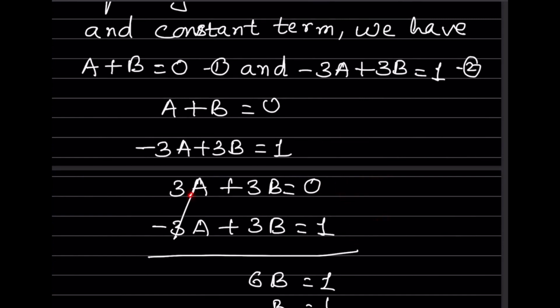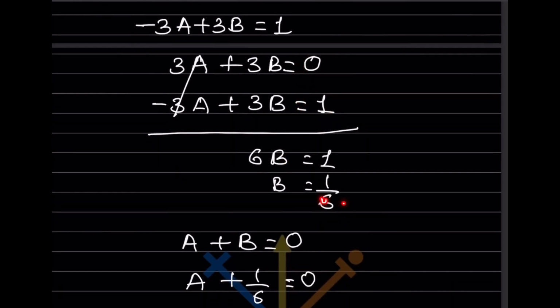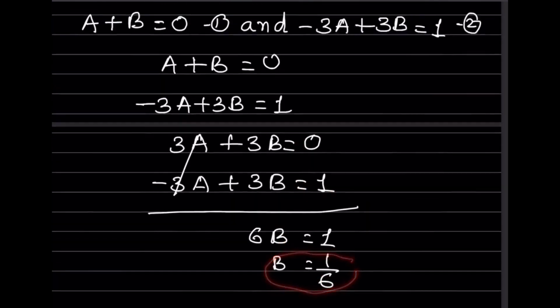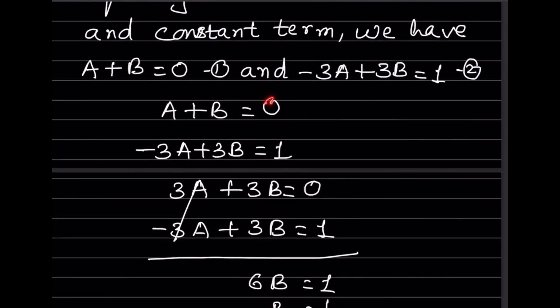Now what you can see, 3a minus 3a is going to get cancelled, because one variable gets cancelled. So it is easy now to solve. Now plus 3b plus 3b is going to be 6b, and this is going to be 1. So b is going to be 1 by 6. Now this b equal to 1 by 6, you can put in the other equation. I put it in equation number 1. You can also put it in this one, you will get the same answer.